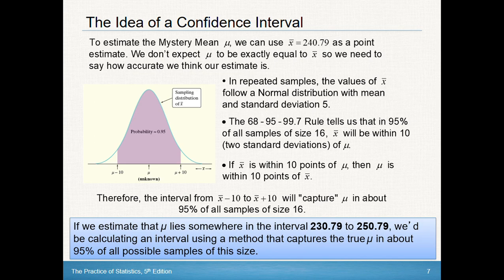And here's our conclusion. If our x bar value, if our statistic was 240.79, then we would be saying that the interval from 230.79 to 250.79 should capture the mystery mean in about 95% of all possible samples of size 16.